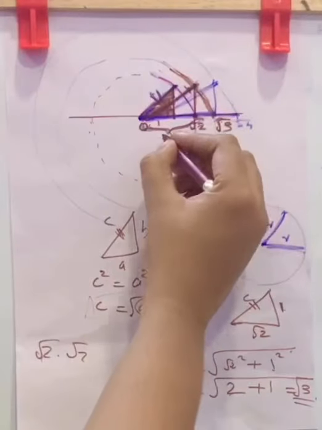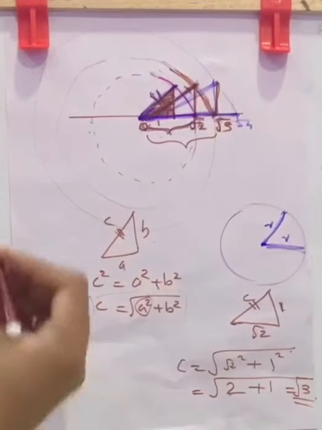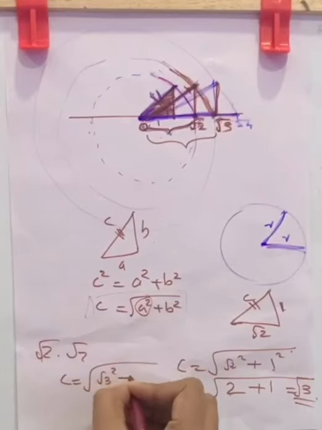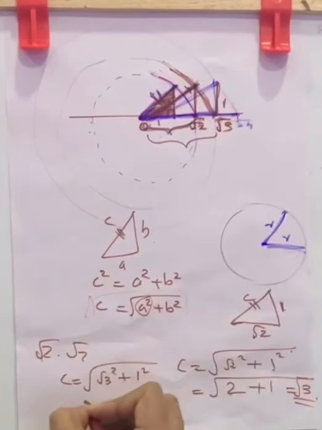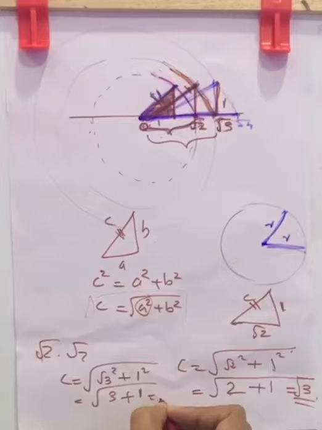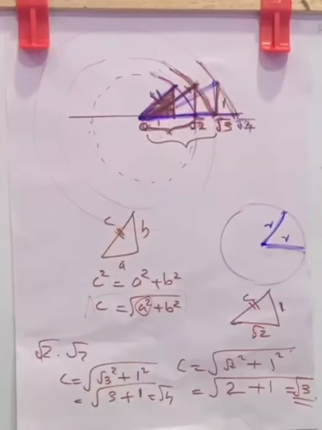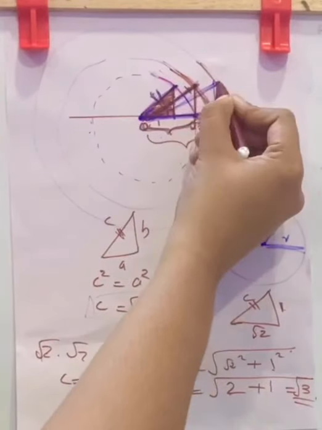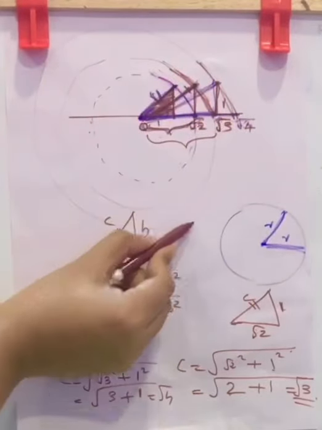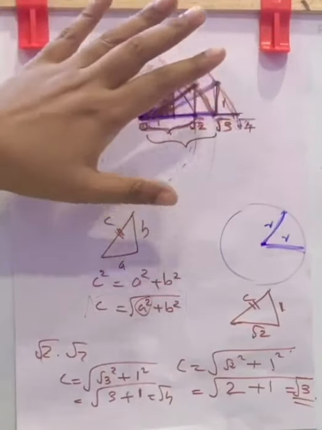Now for root 4, we draw a perpendicular here, right? This length is root 3. Now C is equal to root of root 3 square plus this length, that is 1 square, which is root 3 into root 3, 3, plus 1 square is 1, which is equal to root 4. The arc drawn from here will be root 4 because this length is root 4. This is another radius here, a part of a circle. So, root 4. This is the detailed method we are using.